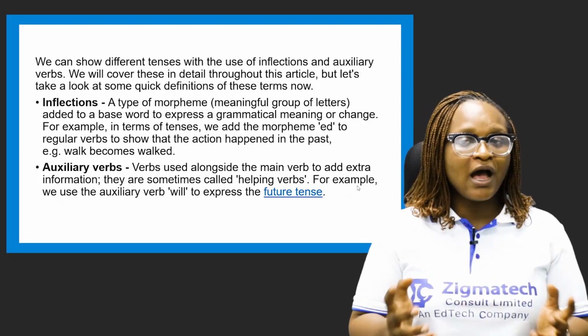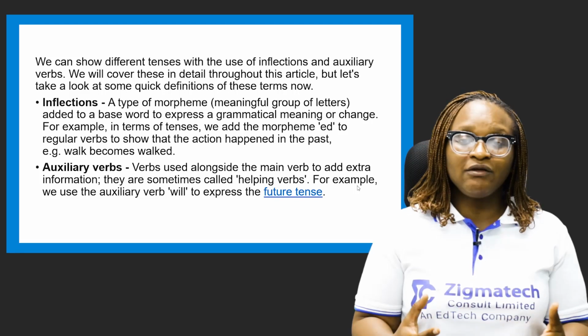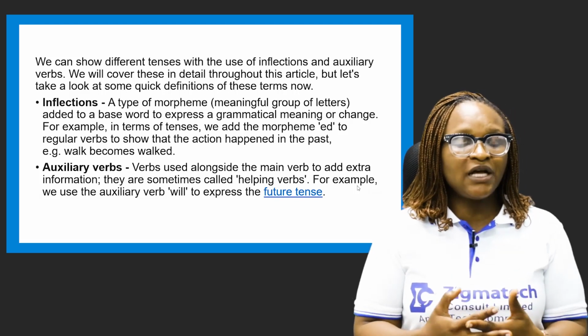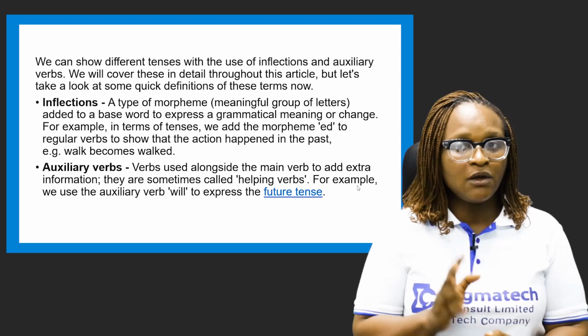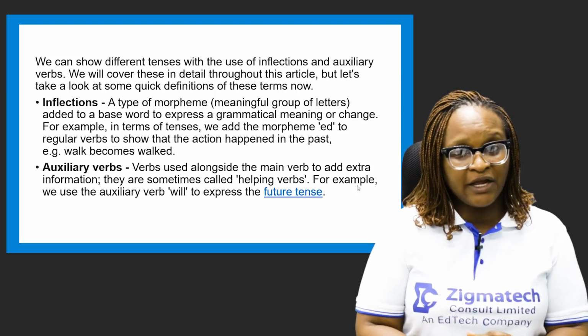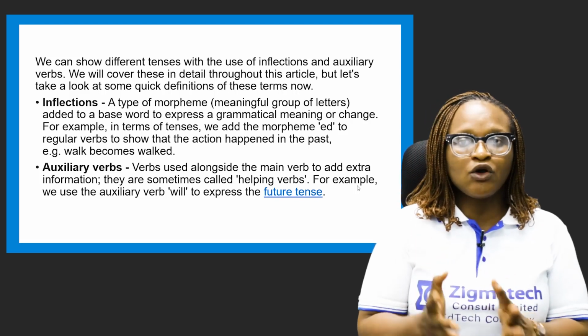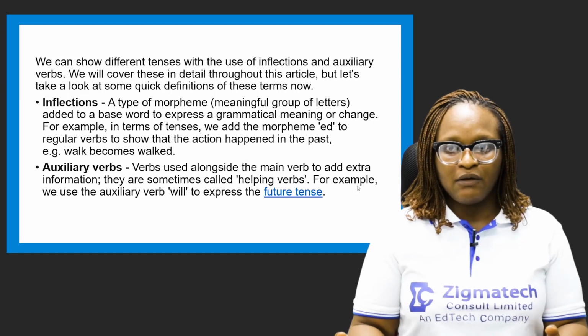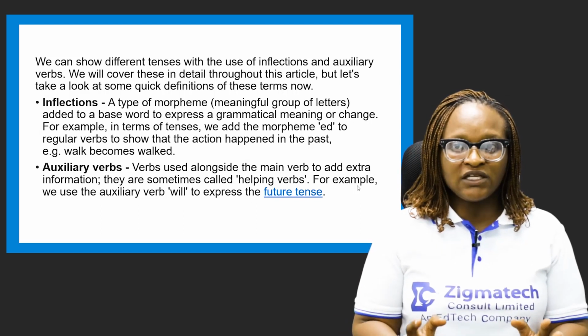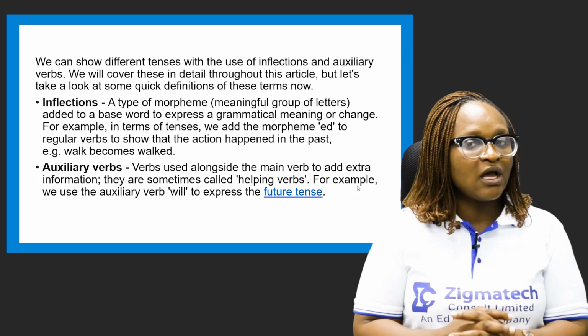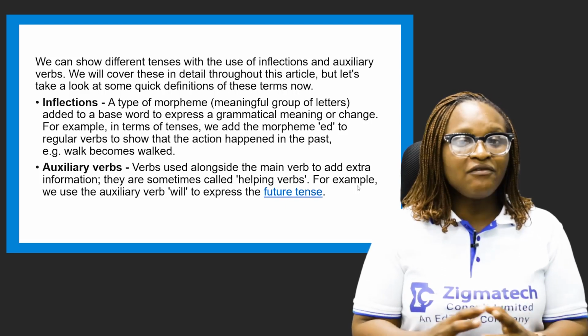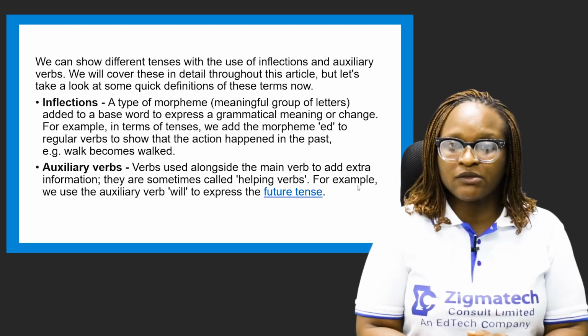Now, we also have the irregular verbs. Irregular verbs form their past and past participle in varying forms. But that's not what we have for today. Let's not digress. So let's look at the second way of forming tenses. All right. In talking about tenses, we said we are looking at inflections and the auxiliaries. Auxiliary verbs are called helping verbs.